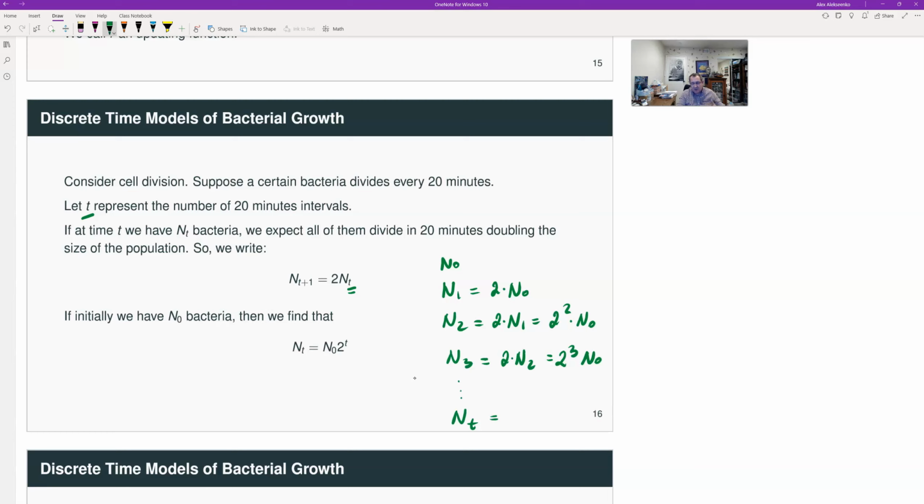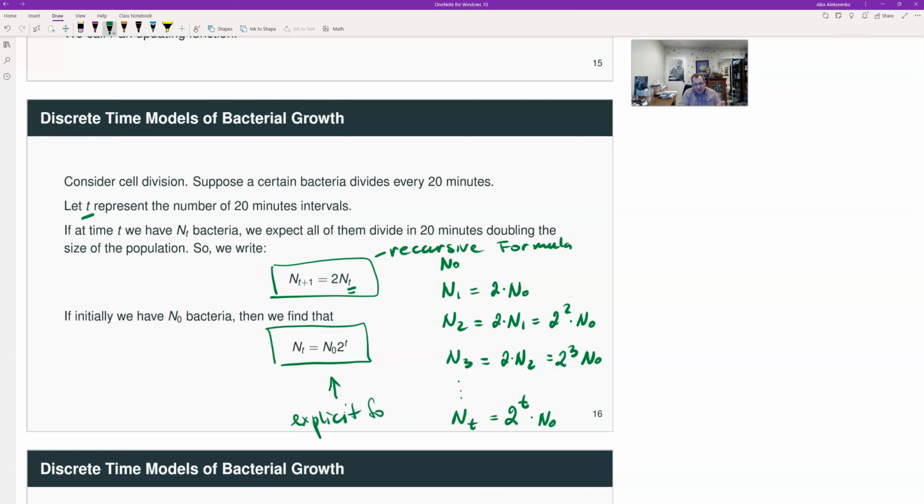We start to realize that, wait a second, to compute the population of bacteria after t time periods, we just need to take 2, raise it to the power t, and multiply by the number of bacteria that we have at time 0. So we will recover the following formula. So in this case, we were able to transition from a recursive formula to an explicit formula for the population. So how did we use recursive sequences here? We had a pretty clear understanding of what happens in one interval of time. So we set up this recursive formula.